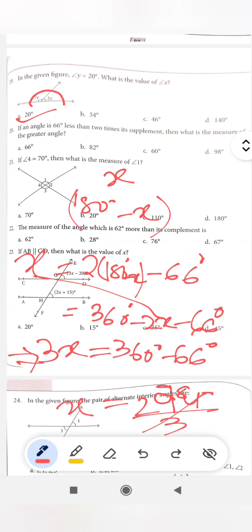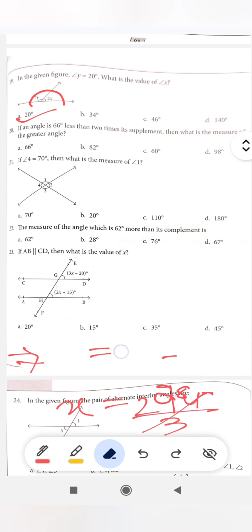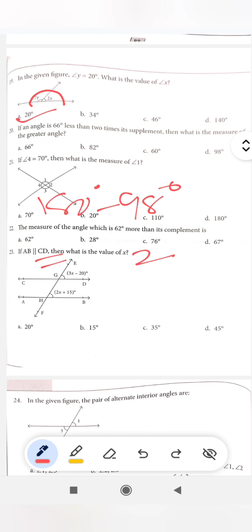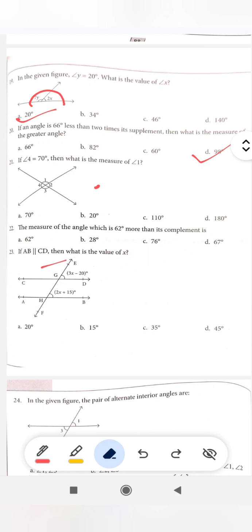Okay, but it is asking about the greater angle. So the greater angle is 180 minus 98. No, greater angle will be the 98 degree because other angle is 180 degree minus 98, that is equal to 82. So who is greater? 98 degree is greater. Okay, now come to the next part.